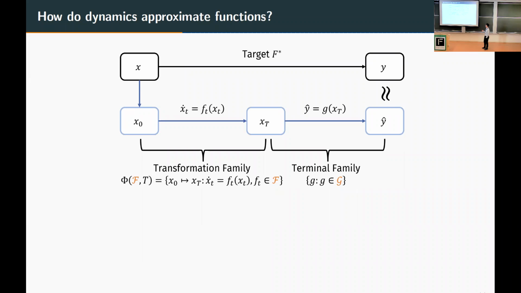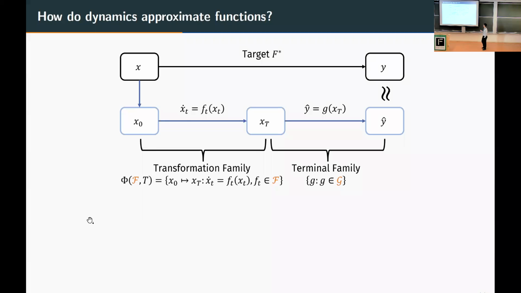And then at the end, I will simply use a terminal family of functions G to produce an output y hat that will be close to y. So usually this G family is very simple. For example, linear classifiers or linear regression. You can think of it as the last layer of a neural network. And this is really basically all the residual layers in between.